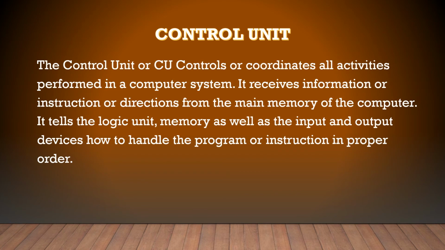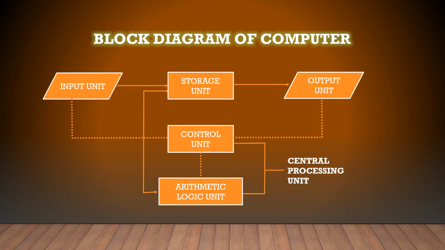Now see the control unit. The control unit, or CU, controls or coordinates all activities performed in the computer system. It receives information, instructions or direction from the main memory of the computer. It tells the logic unit, memory as well as the input and output devices how to handle the program or instructions in proper order. Next is the storage unit.